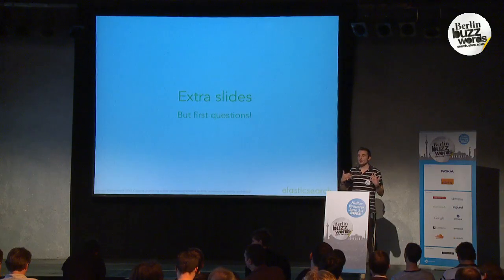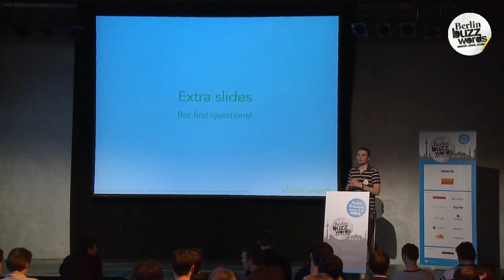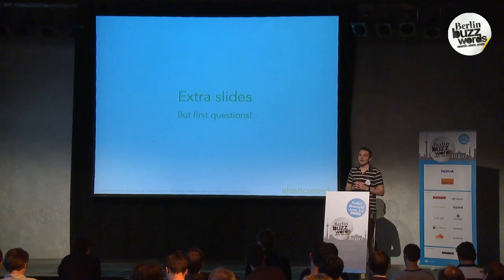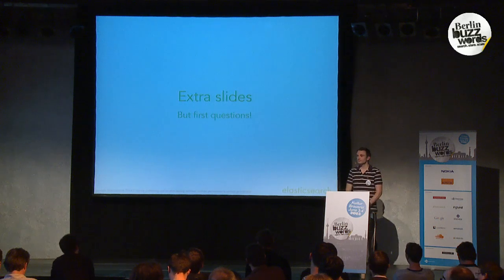I have 5 minutes left for questions. And if we have time left after this, I have 2 extra slides that I can show about sorting in parent and child documents, how to do real sorting, and how to use the nested sorting, which is a relatively new feature that has been added in 0.90. But first, questions, if there are any.